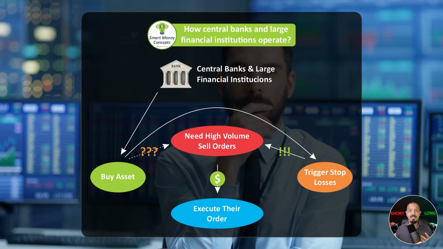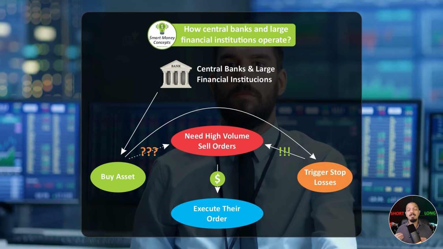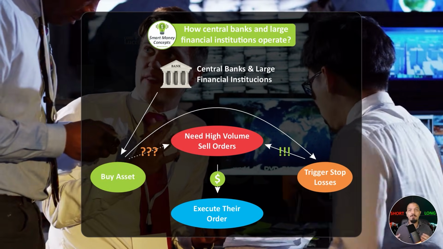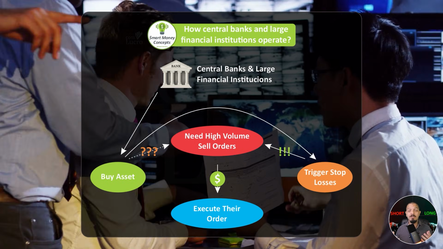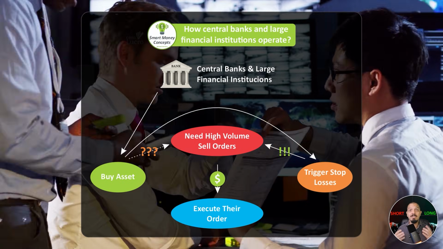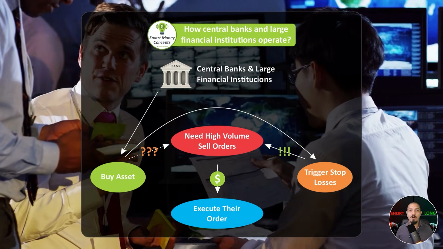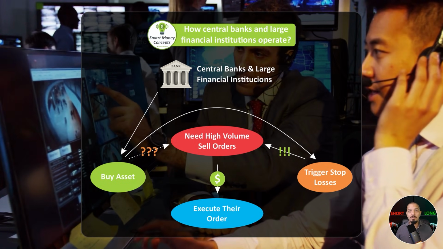Imagine that central banks and large financial institutions are interested in purchasing a significant amount of an asset. To do this, they require a high volume of sell orders. This need arises because without enough sellers in the market, their buy orders can't be executed efficiently. To achieve this, these large players need to create a scenario where there are enough sell orders in the market.